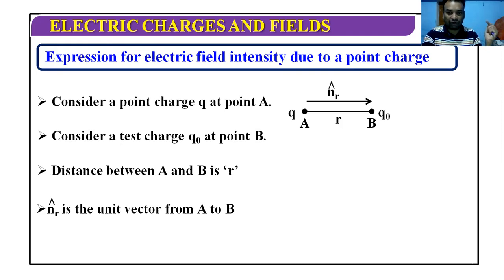So the electric field is going outside from A in space in all the directions. We are interested in a particular direction, and that direction is the n_r unit vector. Electric field of this charge Q is in space in 3D in all three directions, but we are interested in one direction because our charge is placed at B. So we are interested only in this particular direction. That's why this unit vector gives the direction from A to B.